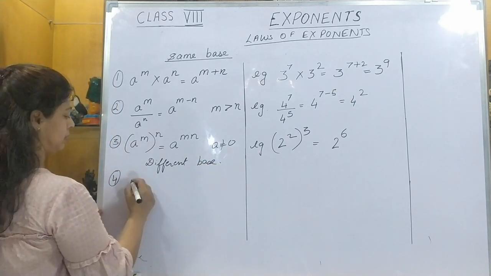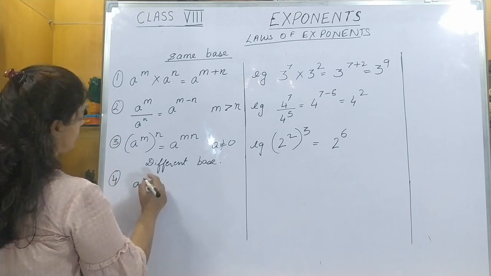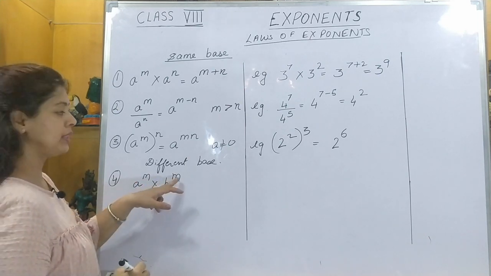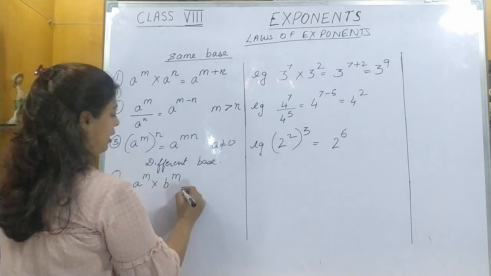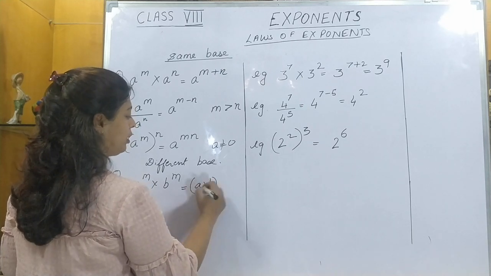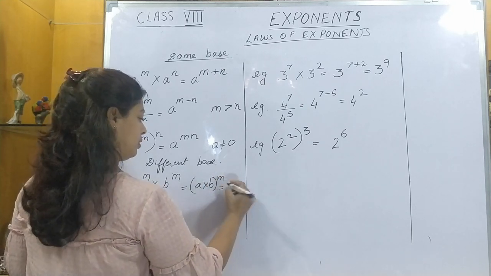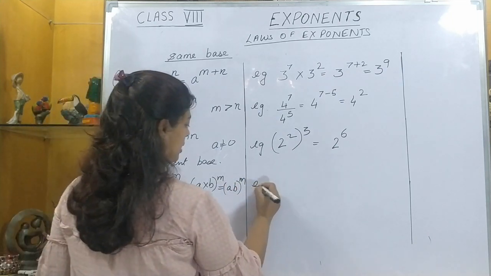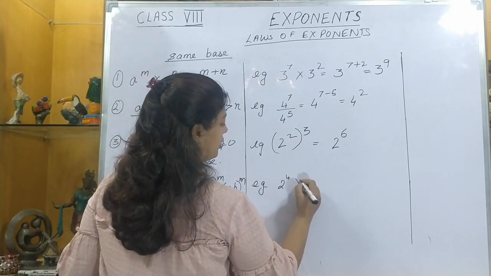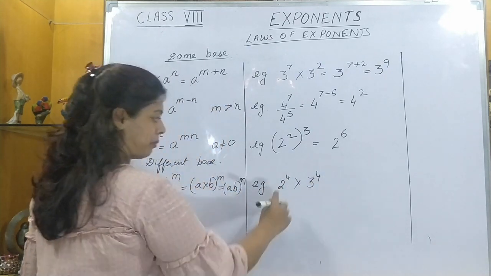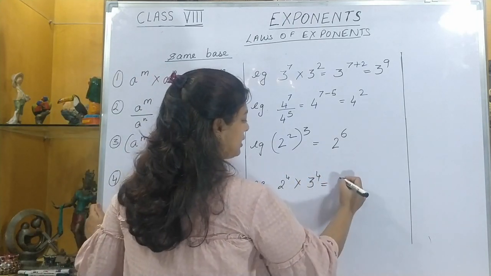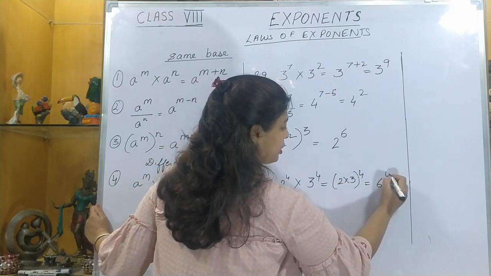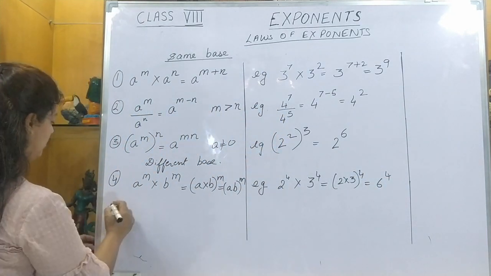my fourth law, a raised to the power of m into b raised to the power of m. Over here my exponent is common and the bases are different. So I multiply the bases, a into b the whole raised to m, which is equal to ab raised to the power of m. For example, if I have 2 raised to the power of 4 into 3 raised to the power of 4, here my exponent is common, 4. So I can write this as 2 into 3 the whole raised to the power of 4, which is 6 raised to the power of 4.